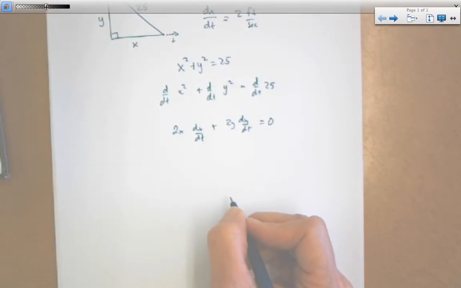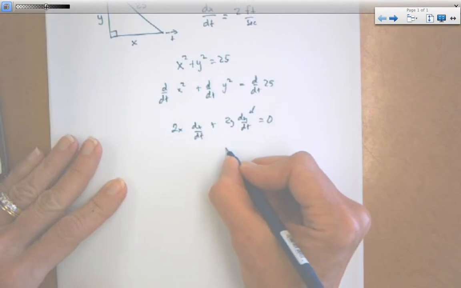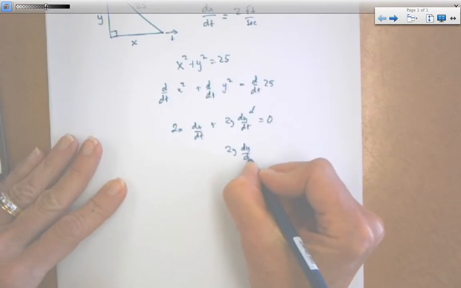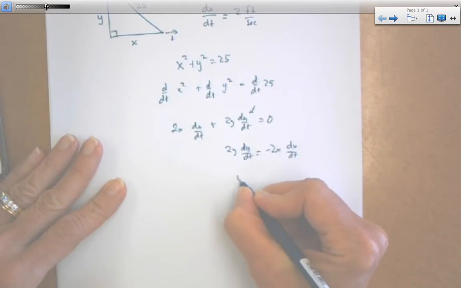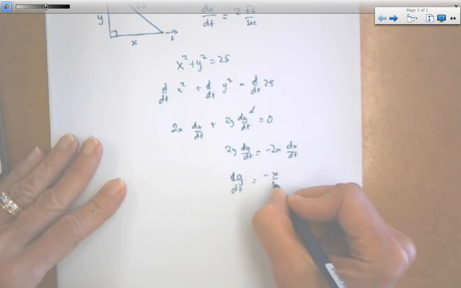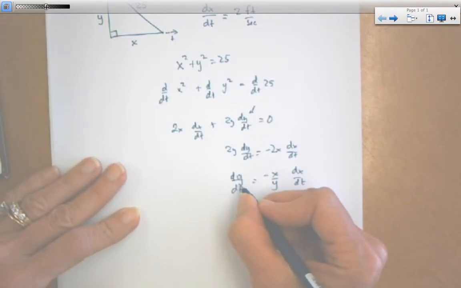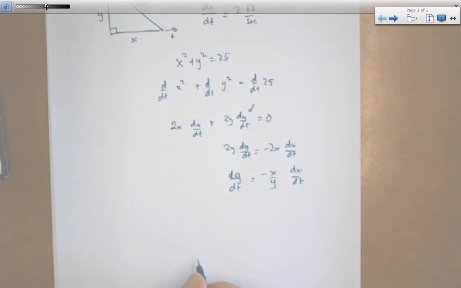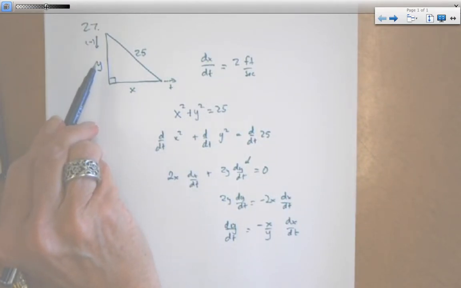And I want to know how quickly the top of the ladder is sliding down the wall. How fast is the top of the ladder moving down the wall? So that means I'm going to solve for dy/dt. That gives me 2y dy/dt equals negative 2x dx/dt, and dy/dt equals negative x over y times dx/dt. Just a little bit of algebra. This is the rate of change at the top of the ladder coming down the wall. Notice that your value should be negative because the top of the ladder is sliding down in the negative direction.